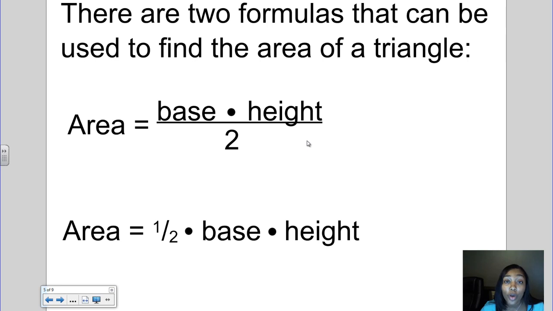There are two formulas that can be used to find the area of a triangle. The first formula is area equals base times height divided by 2, which is the first one I've shown you here. The second formula is area equals 1/2 times base times height. Either one of these formulas can be used to find the area of a triangle. For our class, we're going to use the first formula, base times height divided by 2.